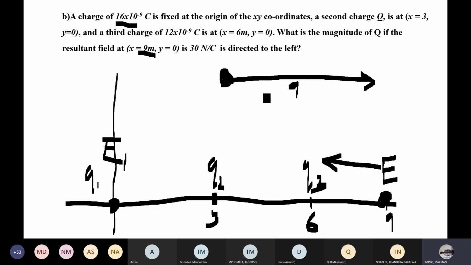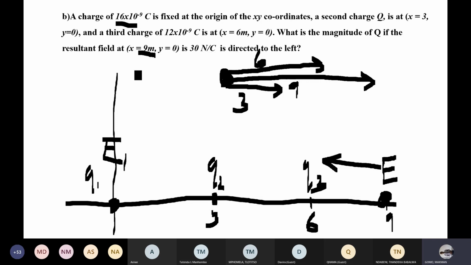That's your Q1. Then Q2. Q2 again is positive. So it's going to have the same, but now the R will reduce. What's the distance of Q2 with respect to the point charge? 6. Thank you. 6. Then we have Q3. Q3, the distance will further decrease. What will be the R for Q3? 3. Thank you. So you have your 3 here.